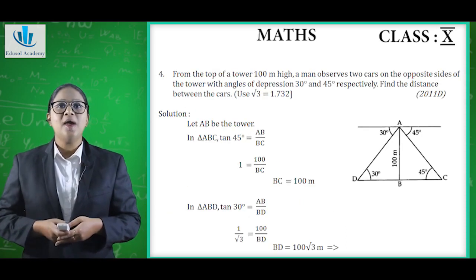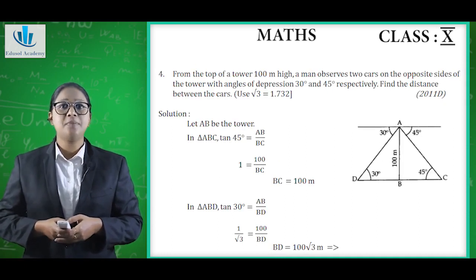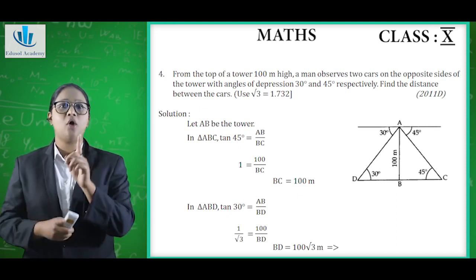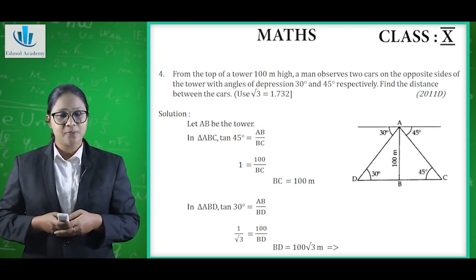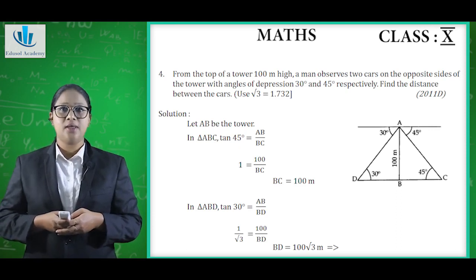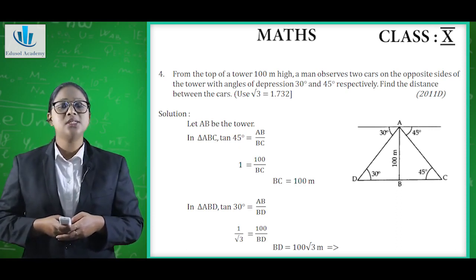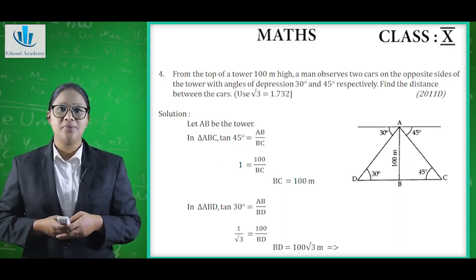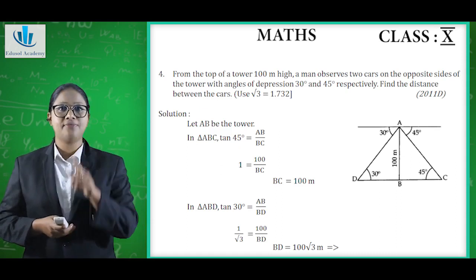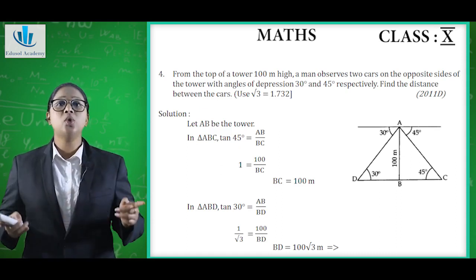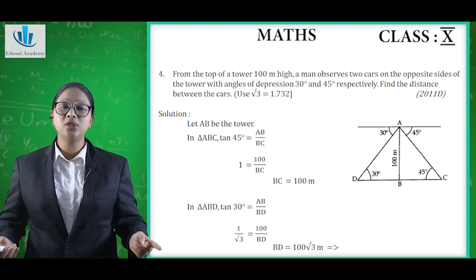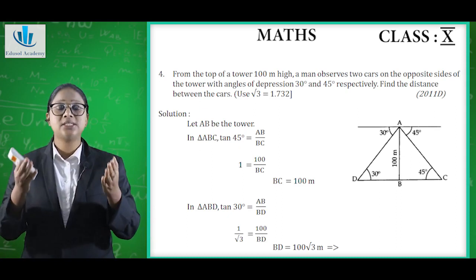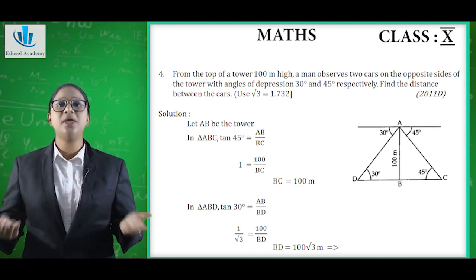Next question. From the top of a tower 100 meter high, a man observes two cars on the opposite side of the tower with angles of depression 30 and 45 degree respectively. Find distance between the cars using root 3 is equal to 1.732. So there is a tower in the middle. There are two cars. The man has spotted both the cars and the angles of depression are 30 and 45 degree. So we know that the alternate interior angles will also be equal.